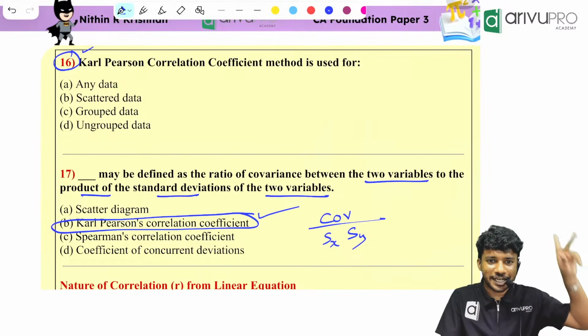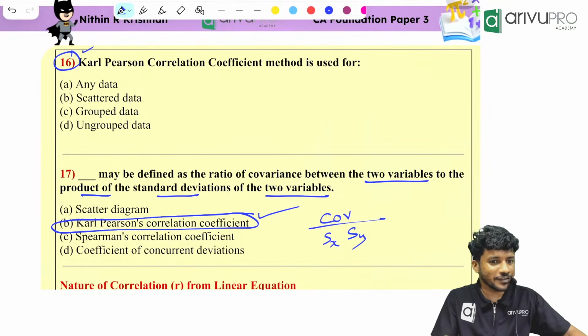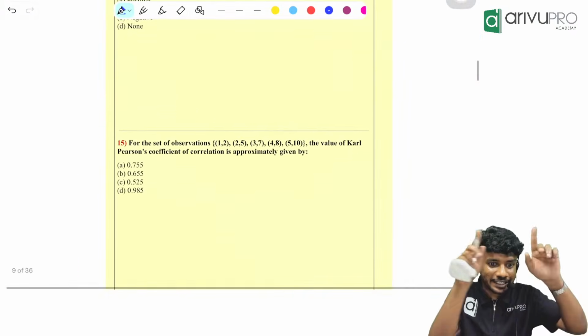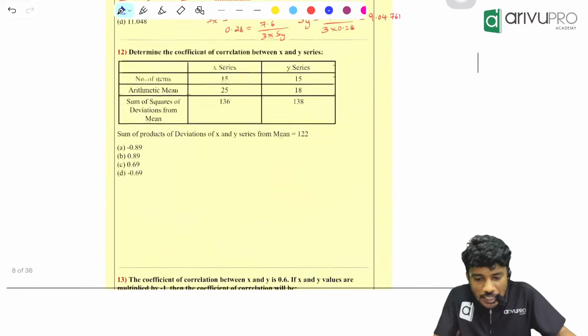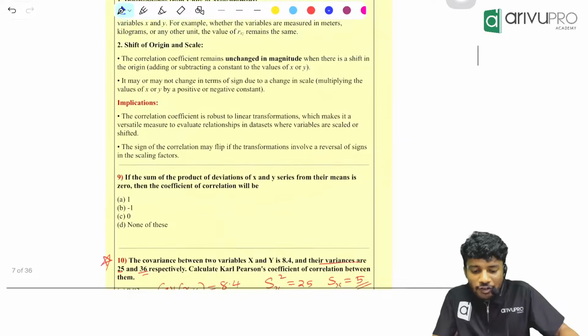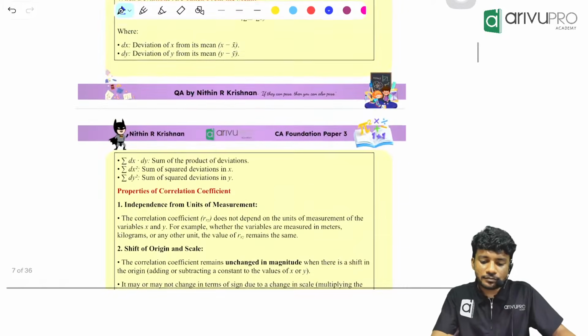Remember, for scatter diagram we will take KPCC. For all the data we will create a table, and with that table we will study. Okay. Now here our first content is done.